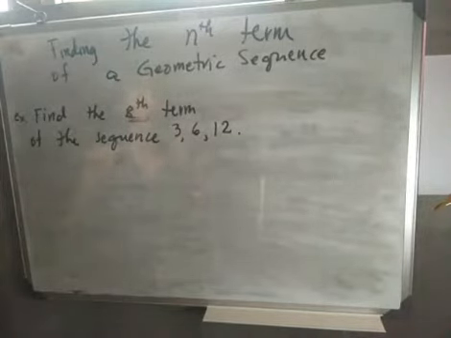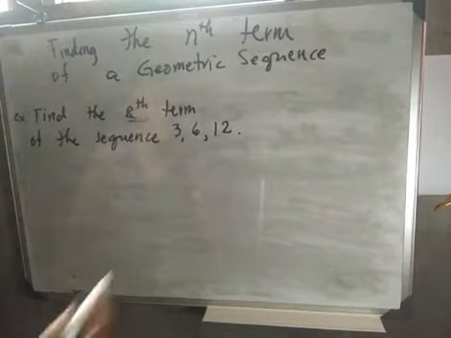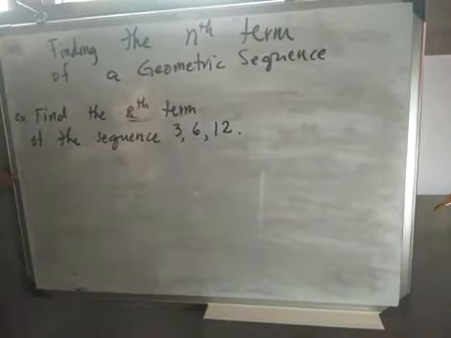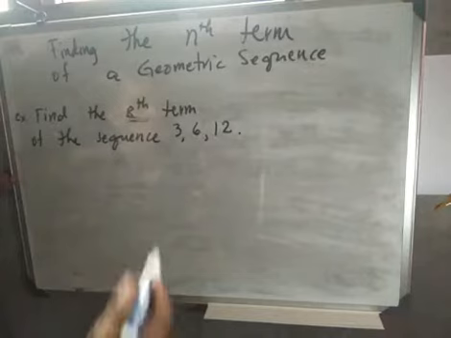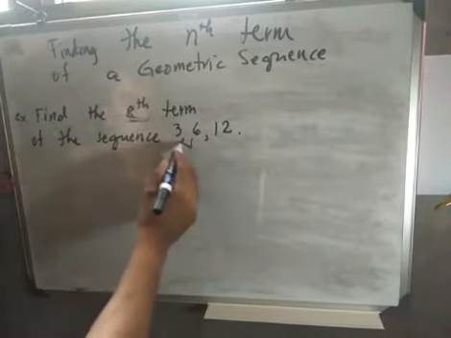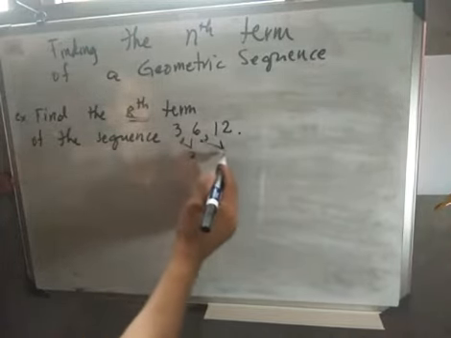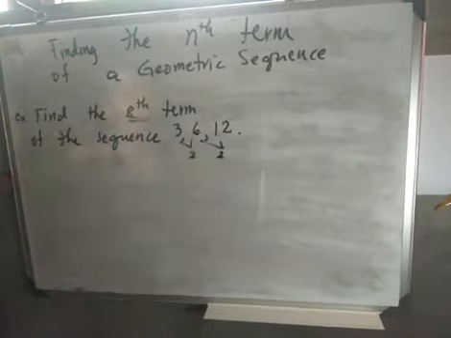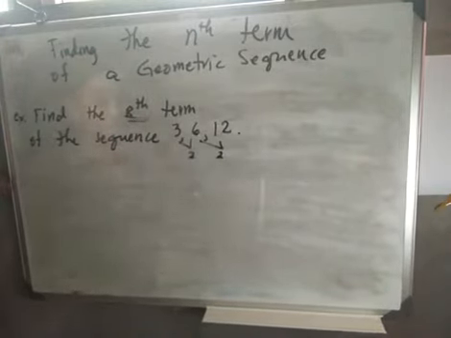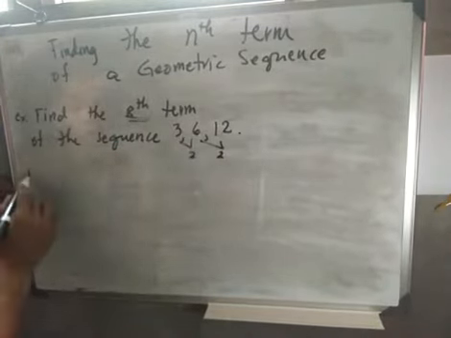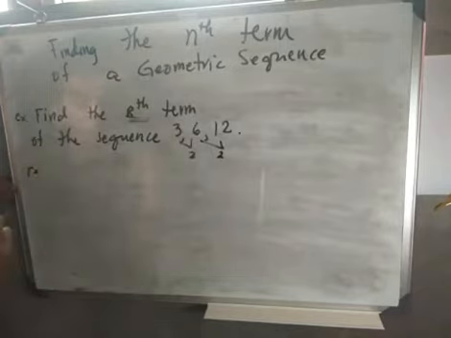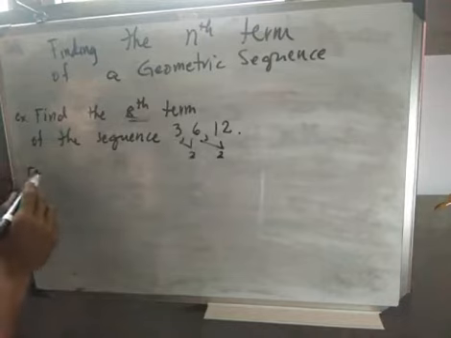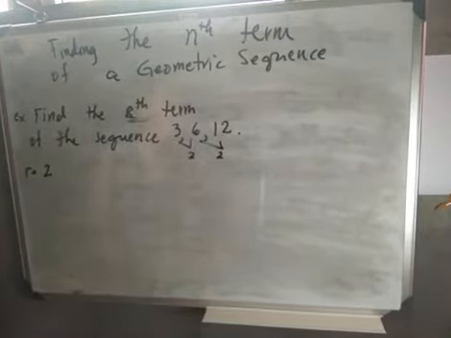Okay? So, let's have the common ratio first, kung meron ba siyang common ratio. 6 divided by 3, that is 2. And 12 divided by 6, that is 2. Since we have found out na meron ngang common ratio, then it is a geometric sequence. Okay? Since the common ratio is 2, we can now proceed with the solution.